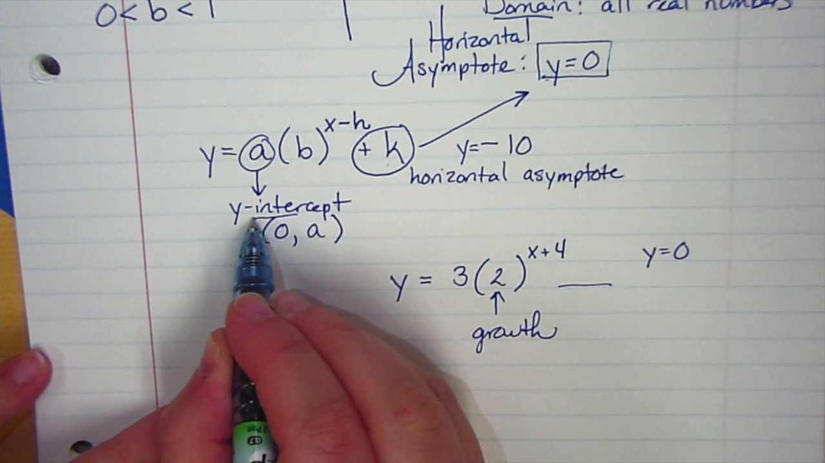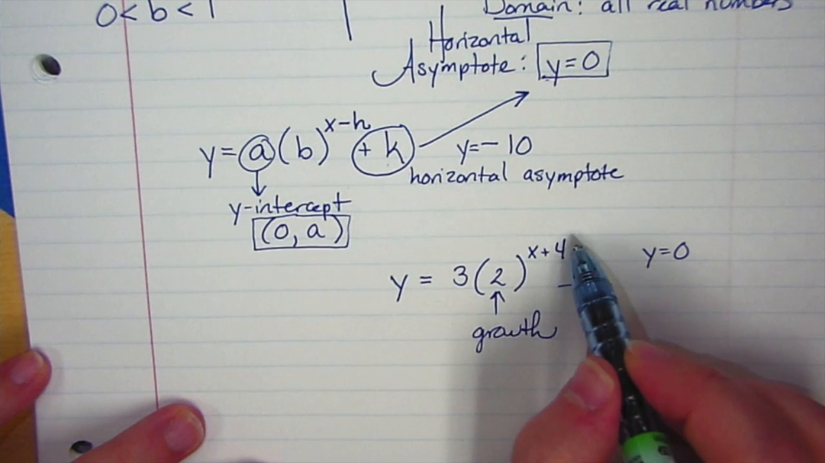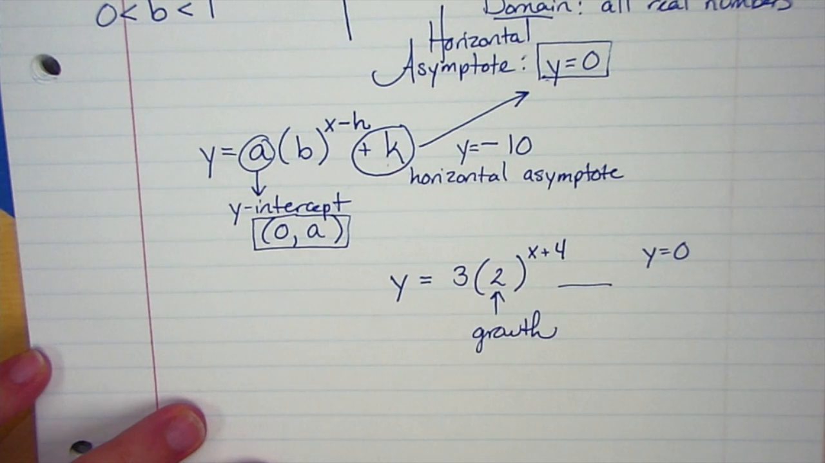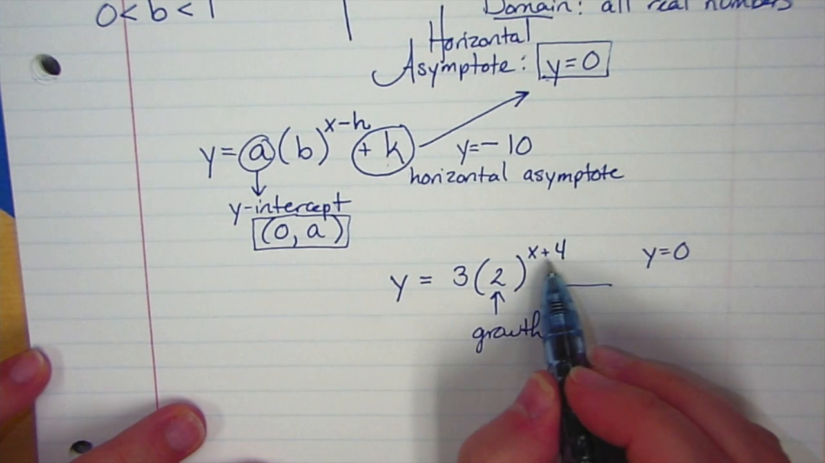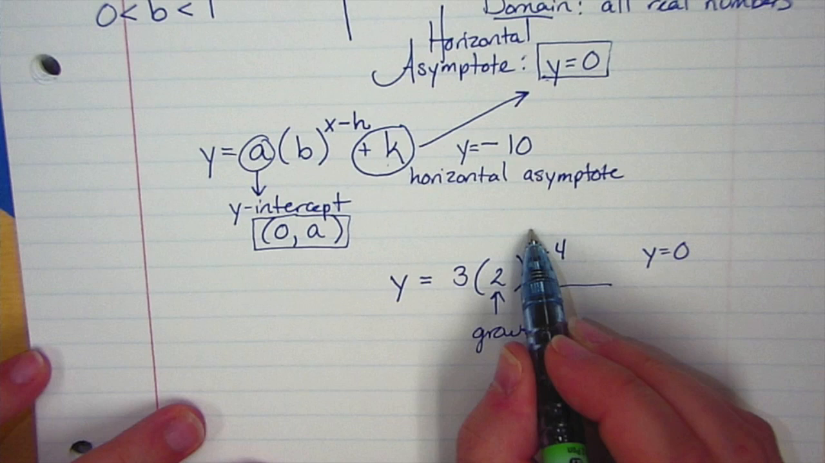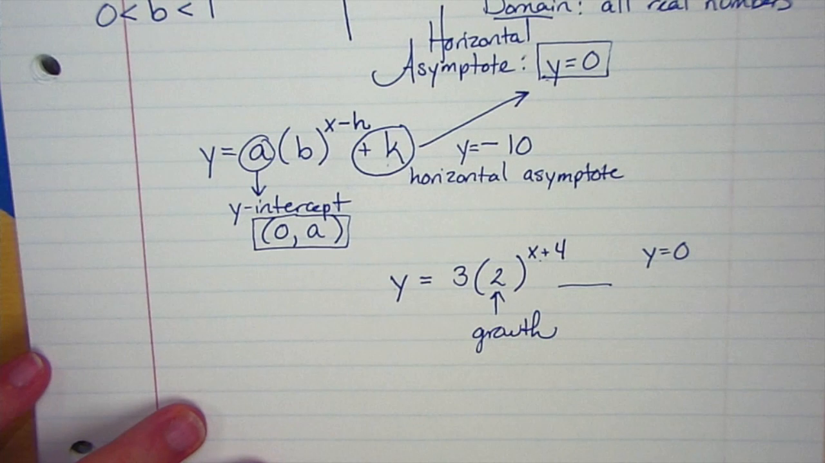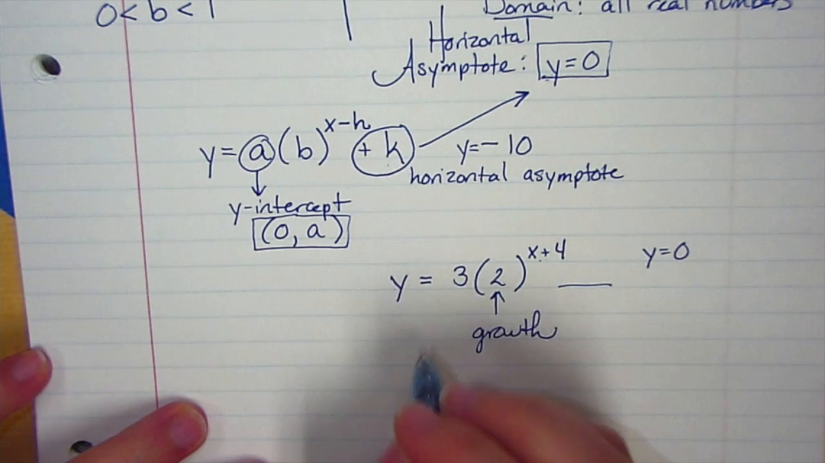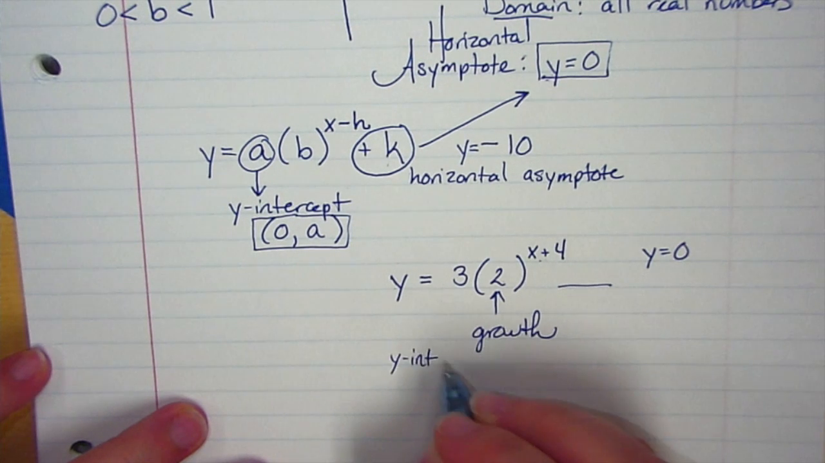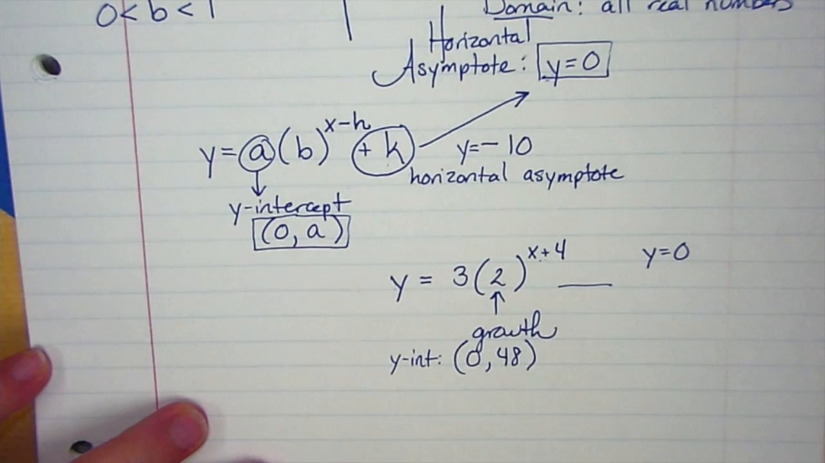Now this y-intercept is going to move, because our graph is moving 4 units to the left. So what we would need to do here, because this graph is shifted, is plug 0 in for x to solve for our y-intercept. So we would get 2 raised to the 4th power. That's 2 times 2 times 2 times 2, which is 16. And 16 times 3 is 48. So our y-intercept will be located at x equals 0 and y equals 48.